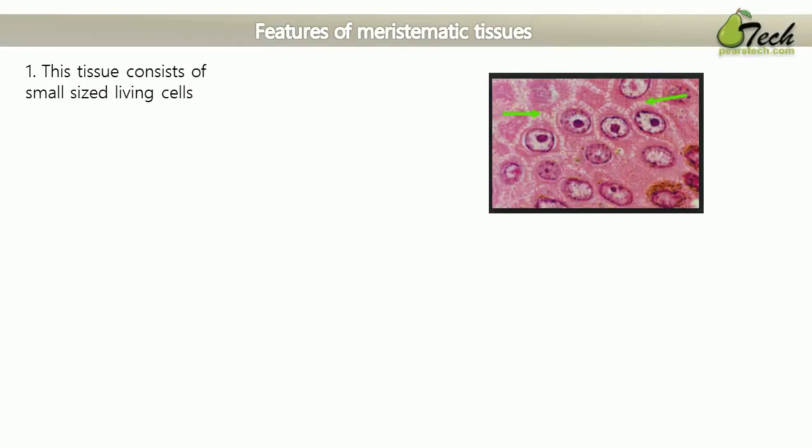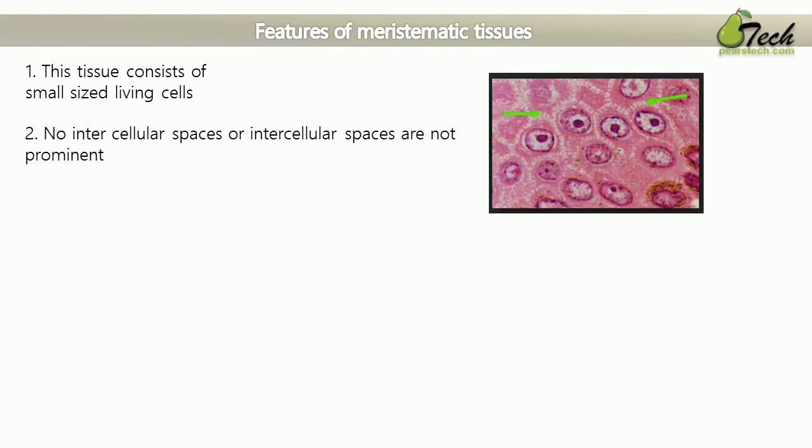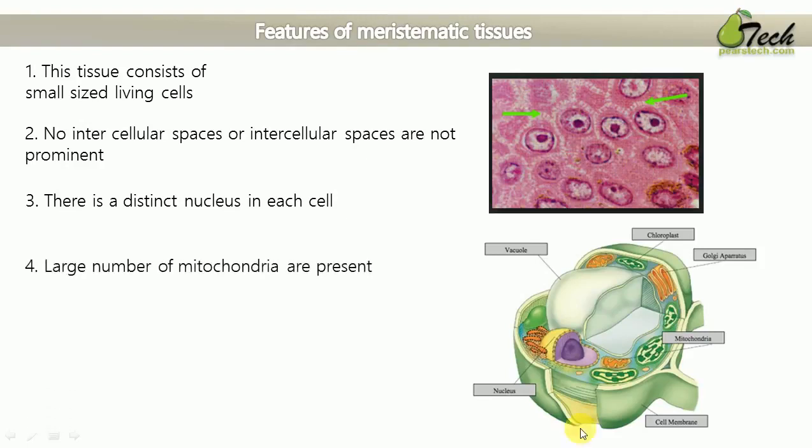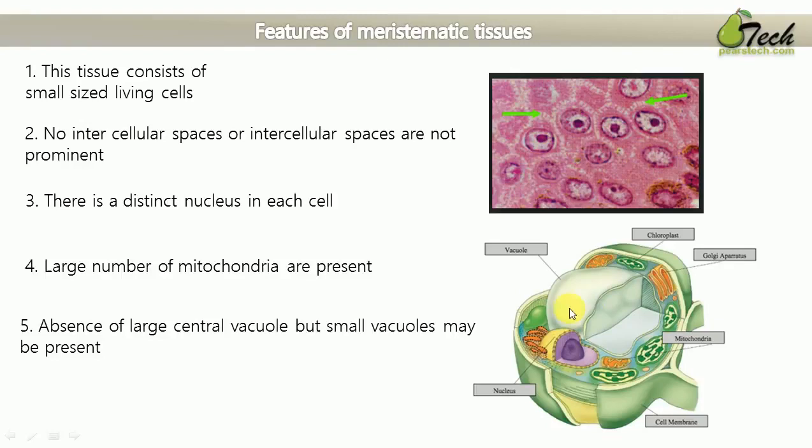Now let's find out the features of these meristematic tissues. This tissue consists of small sized living cells. When we are talking about cell spaces, there is no intercellular space, so intercellular spaces are not prominent in this kind of tissue. For the next, there is a distinct nucleus in each cell. This is what you call the nucleus. There will be a distinct nucleus for each cell, and a large number of mitochondria are present. There will be a lot of mitochondria there, and absence of a large central vacuole, but small vacuoles may be present. These are some of the features.